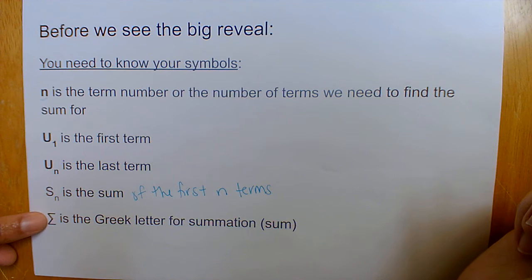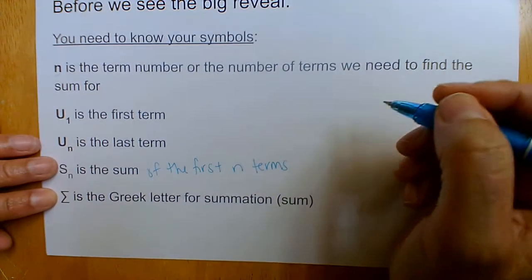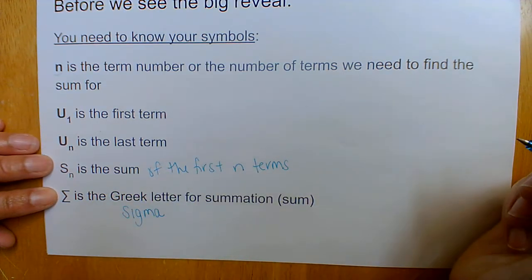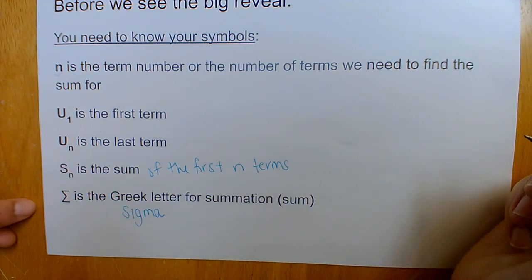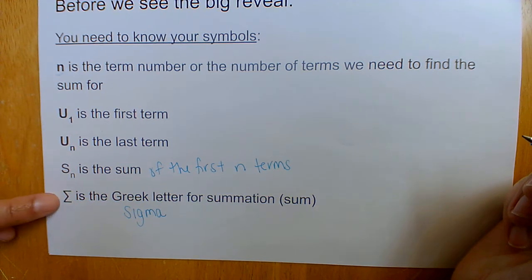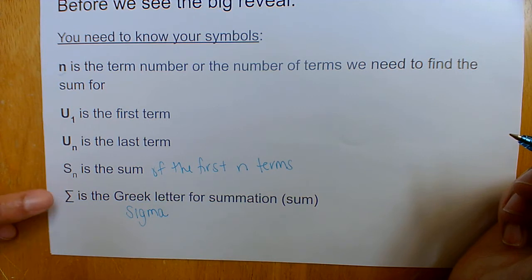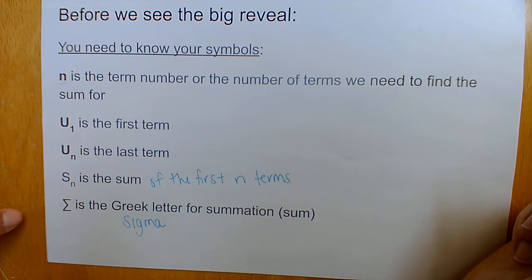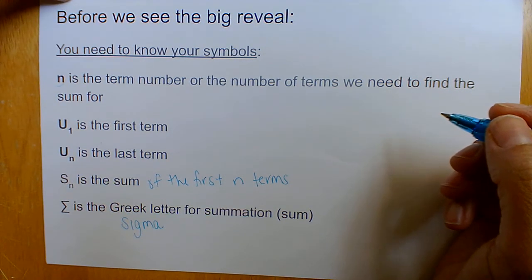This down here, I love this letter. This is the Greek letter sigma. And it's the Greek letter for summation or sum. This just means add it up. We're going to get to this one later, but I wanted to put it on your slide deck for you so that you would have it. Okay, here we go.